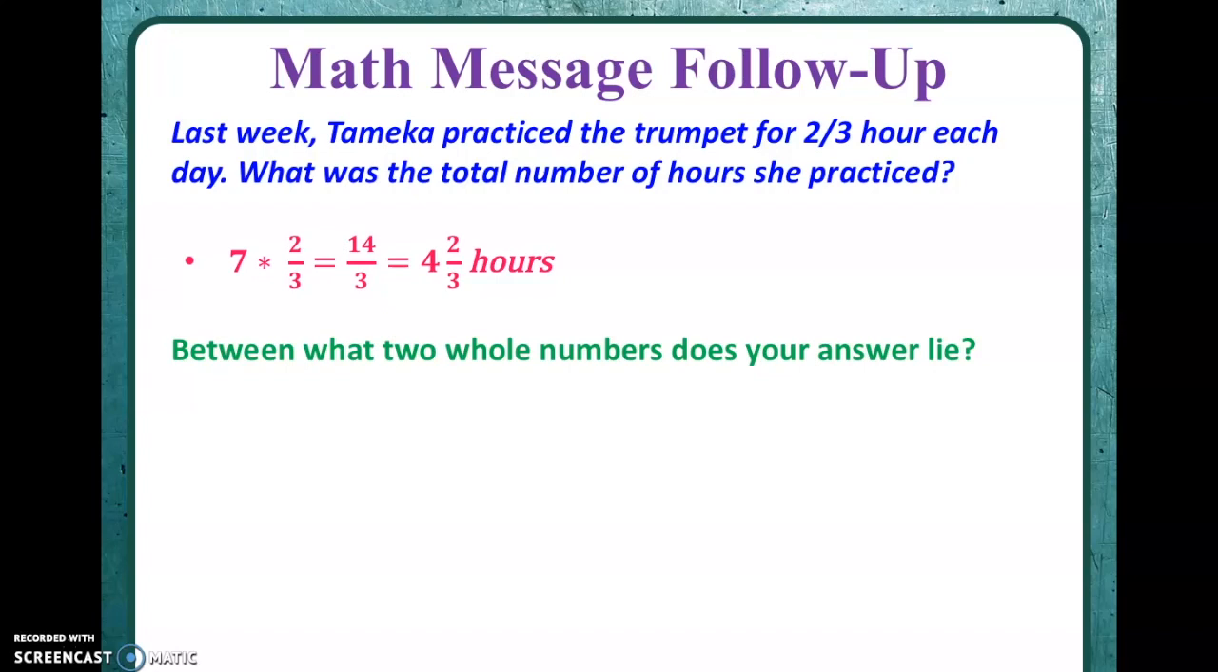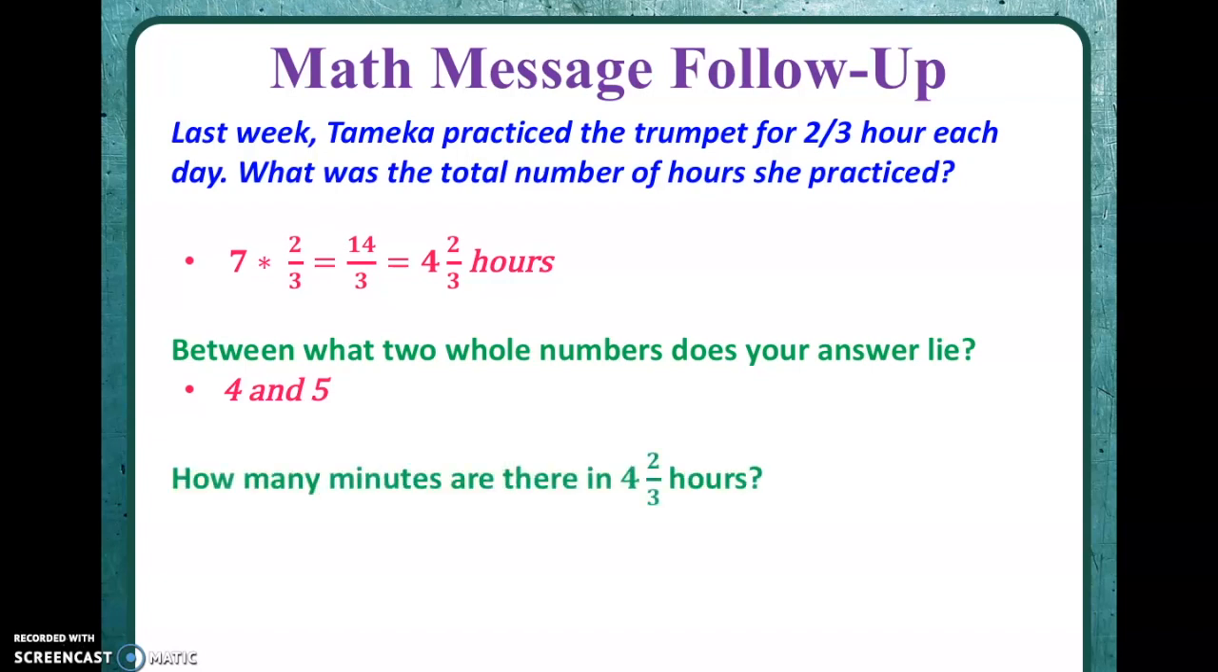Now, there's a question that says, between what two whole numbers does your answer lie? Well, 4 2/3 of an hour. I know that it's not quite 5 hours, and it's a little over 4 hours. So, between what two whole numbers does it lie would be 4 and 5.